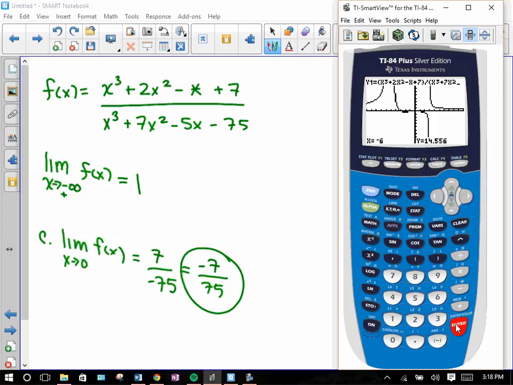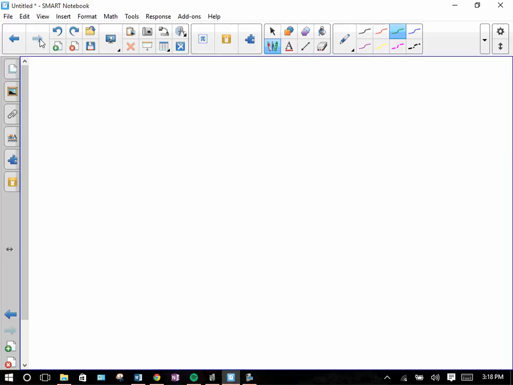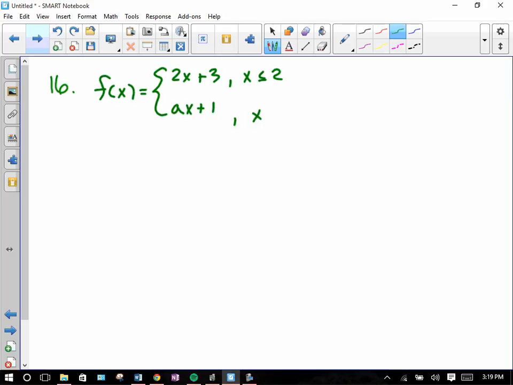Okay, one last one, number 16. Let's look at 16. It says find the value for a so that the function f of x equals 2x plus 3 when x is less than or equal to 2, and ax plus 1 when x is greater than 2, is continuous.